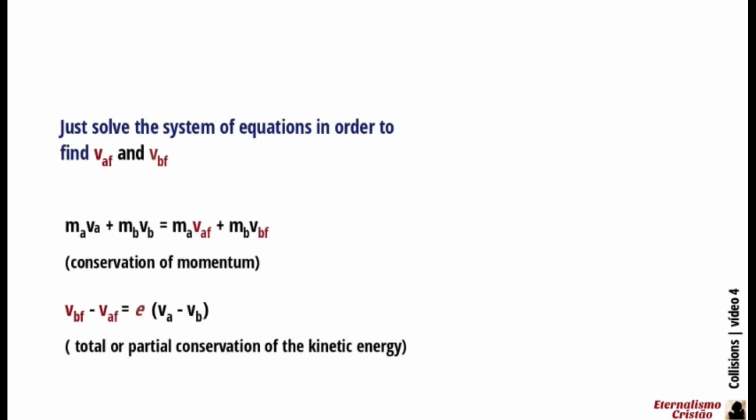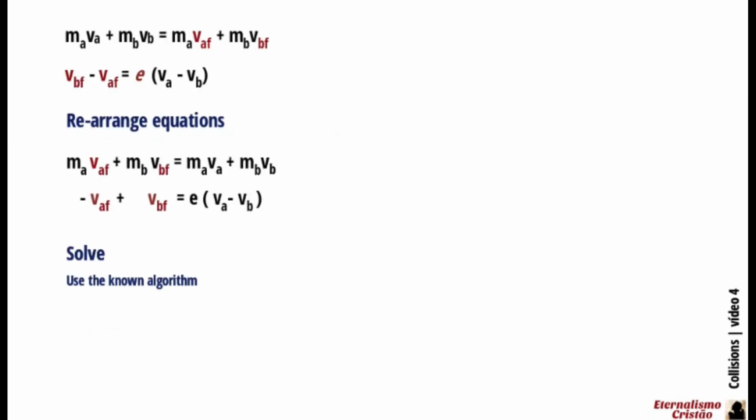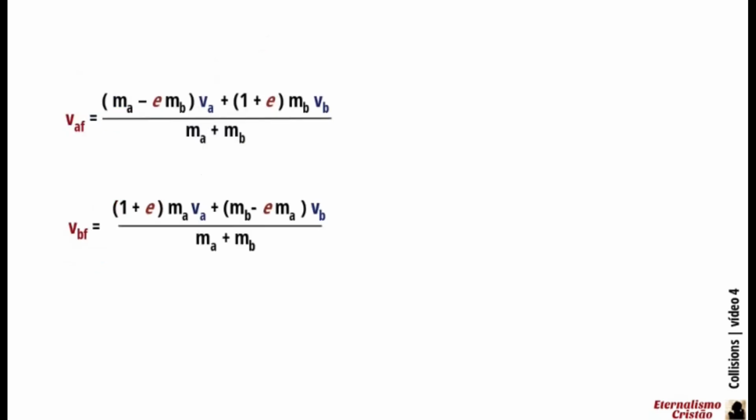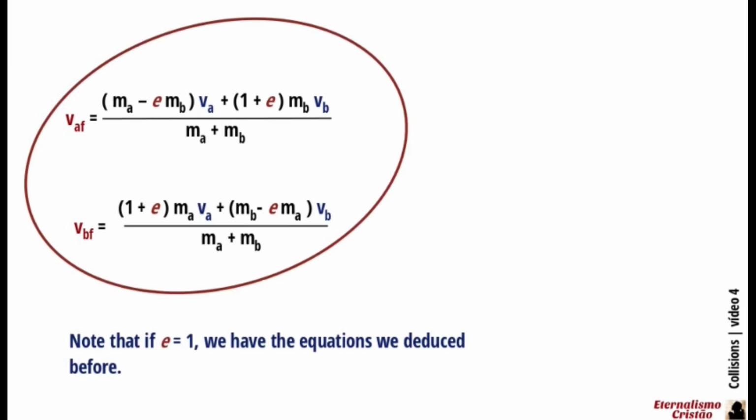Rearrange equations. Solve the easy system of equations in order to find the final velocity of body A and the final velocity of body B. Note that, if e equals 1, we have the equations we deduced before, the hard way, using the equation for conservation of the kinetic energy, which have lots of squares in it.